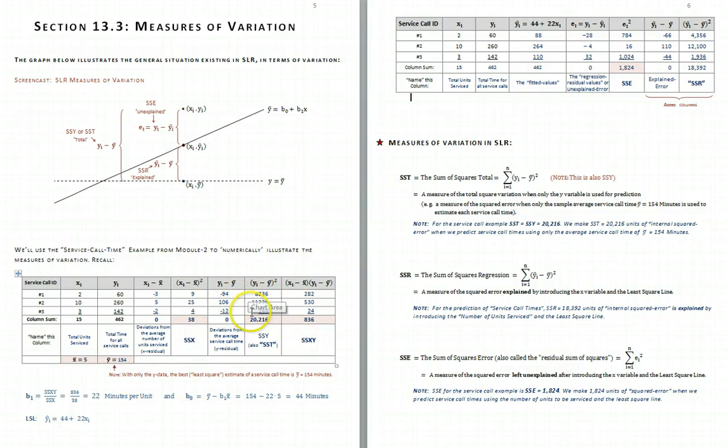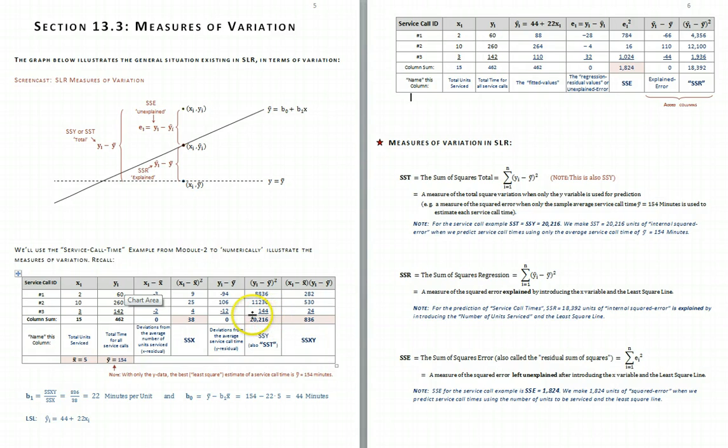These tables are essentially the tables you completed last time in exercise 2. The data was the number of units being serviced on a service call and the service call times. Here are the x residuals squared added up. 38 is SSX. Here are the y residuals squared added up. SSY is 20,216.